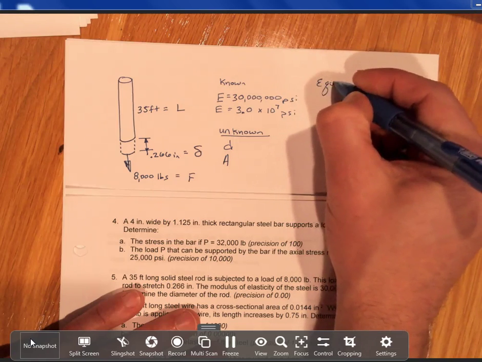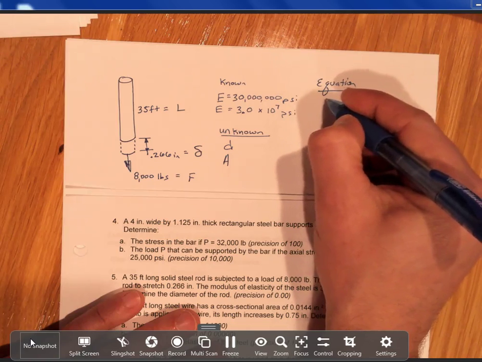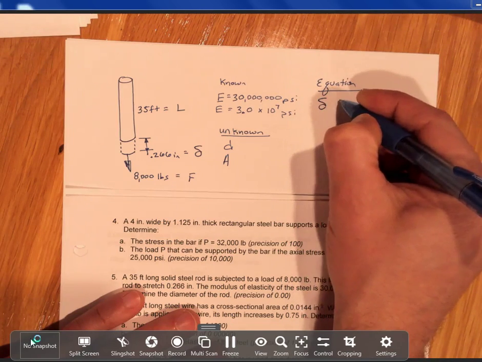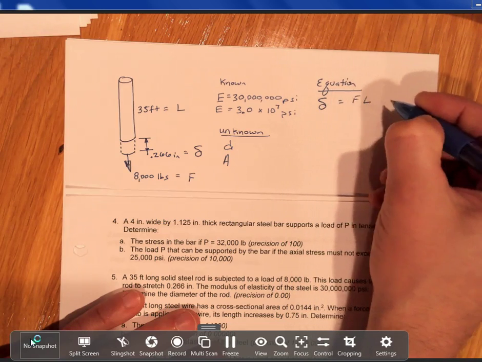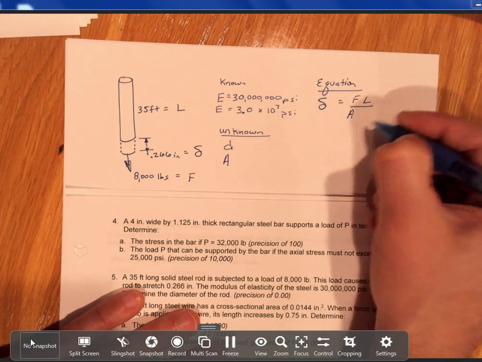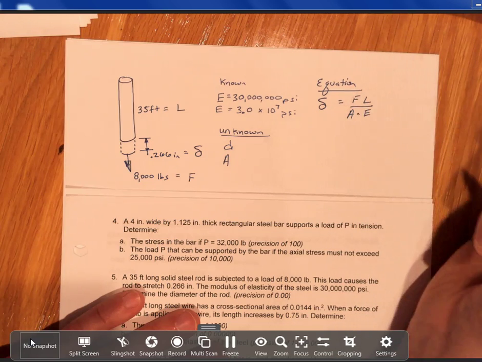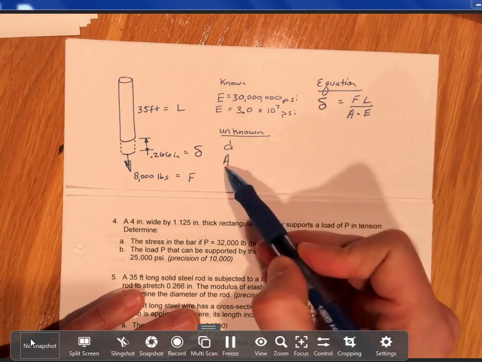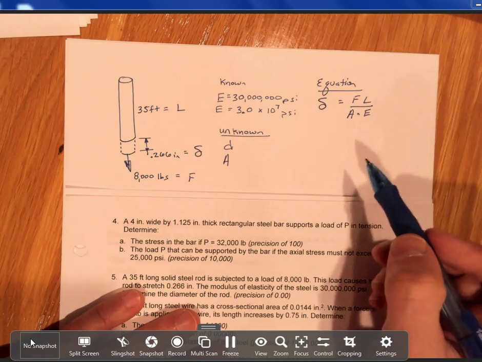The equation that I have is the one for deformation or elongation, where we said that delta is equal to the force times the original length divided by the area, the cross-sectional area, times that modulus of elasticity. Okay, and I want to find A, right? Because A is going to be used to then go back and figure out my diameter.